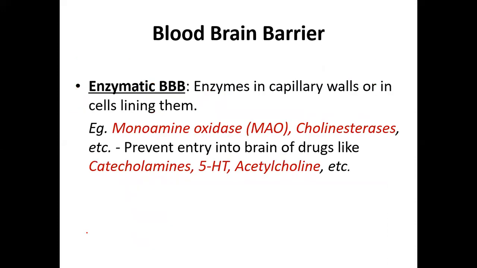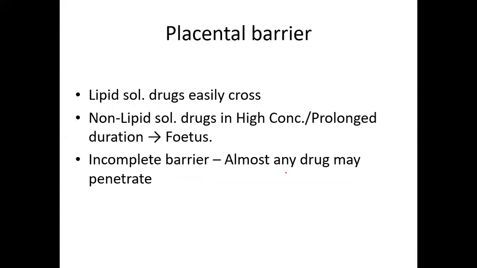Now, it is not only the cells that maintain the blood-brain barrier, we have even an enzymatic blood-brain barrier, where certain enzymes are present in the capillary walls or cell linings, such as monoamine oxidase, which is responsible for the breakdown of catecholamines as well as serotonin, and cholinesterase, which is responsible for the breakdown of acetylcholine, so that these substrates do not accumulate excessively in the brain, leading to certain effects.